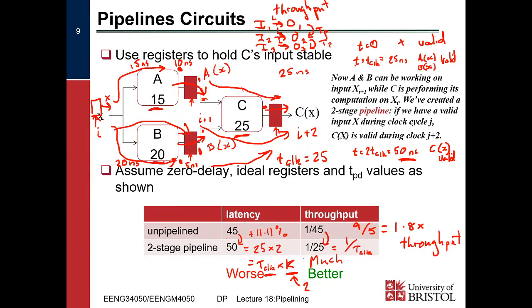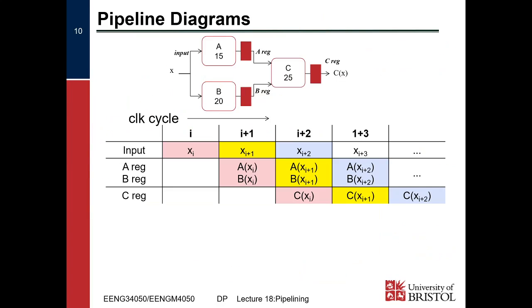Yes, thank you. Because the C and B has a 5 nanosecond time difference. Yeah, exactly. So the unpipelined scenario is just purely combinational, and the pipelined version is sequential logic. Yes, the pipelined version is a mixture of sequential and combinational logic, yes. Thank you. Brilliant. Right. Okay. So we're looking back to our pipeline diagrams.